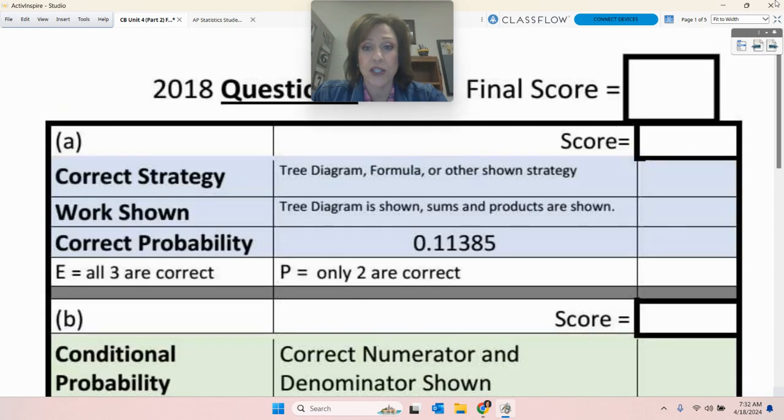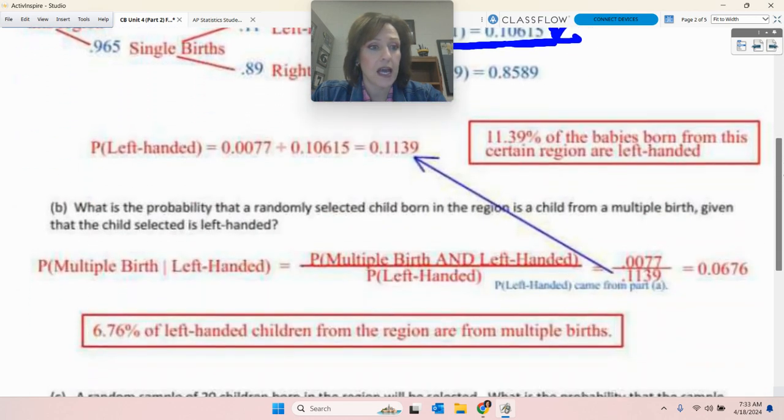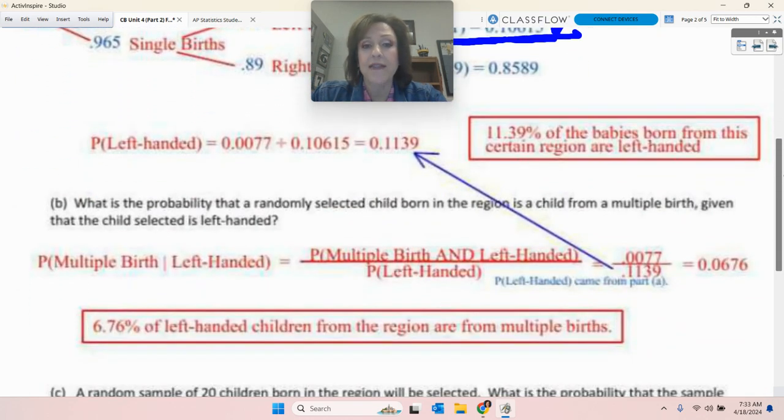So if you could show the sum of those two things, you would get credit there. Did you show that strategy? Did you show that it was the sum of those two products? I had done that, and then you got the correct probability. If you got all those, you got your first part essentially correct. The next question was, what's the probability that a randomly selected child born in the region is a child from a multiple birth, given that the child is left-handed?